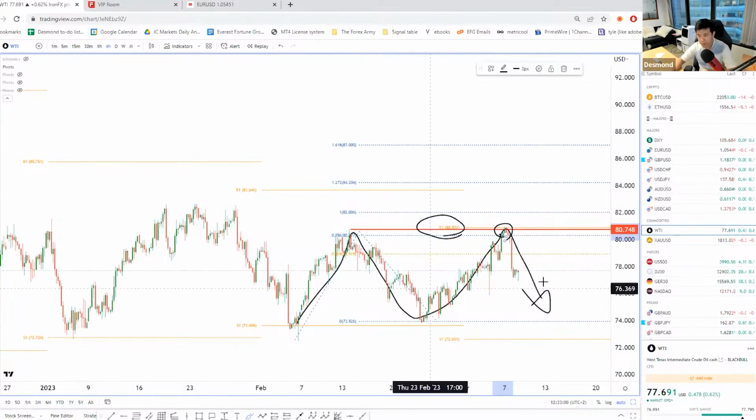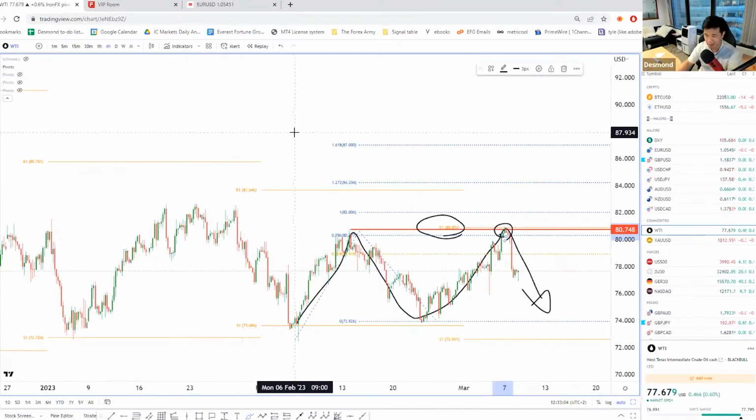As you can see, this is an example of how you can use pivot points and line them up with support and resistance levels.